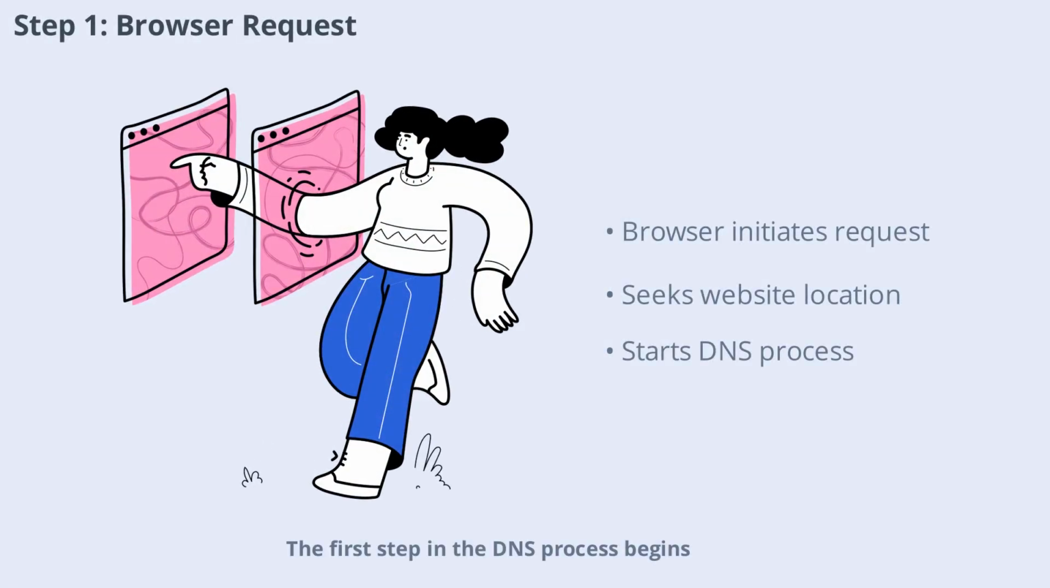The first step in the DNS process begins when you type a website address into your browser. Your browser needs to know where to find the website, so it sends out a request to the DNS system. This request is like asking for directions to a specific location on the internet. The browser relies on DNS to translate the domain name into something computers understand, a unique IP address.